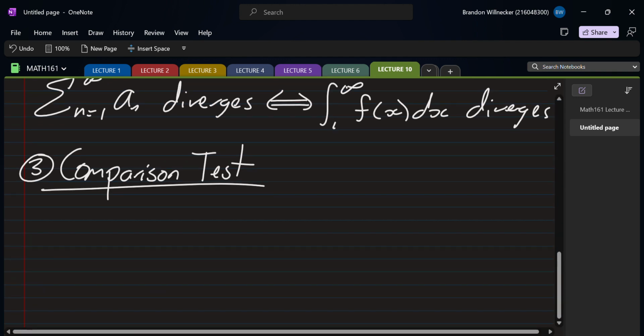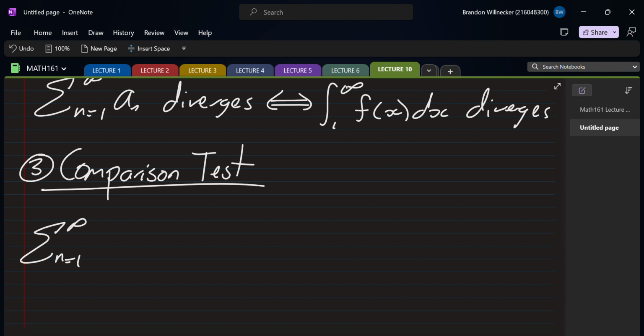So how do we do that? If we have a series, the sum from n equals 1 to infinity of b_n, that converges, so we know this is true, either from homework or from the lectures, we know this is true.